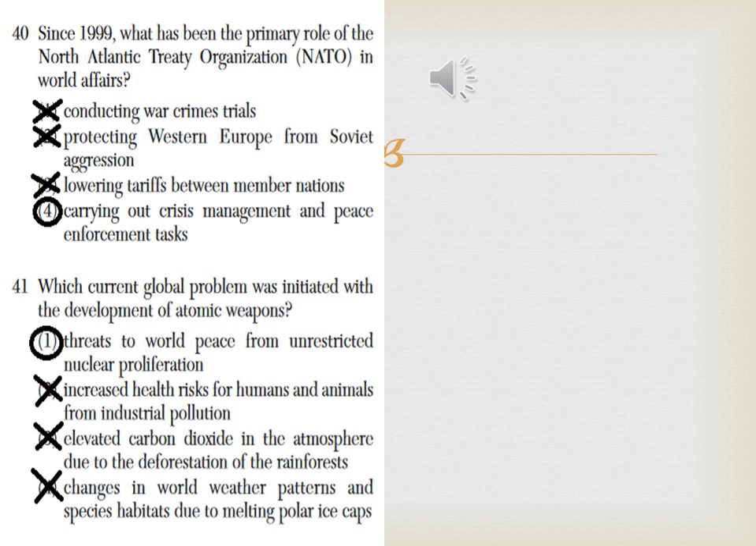Which current global problem was initiated by the development of atomic weapons, which are also known as nuclear weapons? Is it 1. Threats to world peace from unrestricted nuclear proliferation? And it's the right answer. If we're gonna have nukes all over the place, chances are sooner or later they're probably gonna get used, and we don't want that to happen. And other choices: 2. increased health risks for humans and animals from industrial pollution, 3. elevated carbon dioxide in the atmosphere due to deforestation of the rainforest, or 4. changes in world weather patterns and species habitats due to melting polar ice caps. No, it's 1. Alright guys, let's move on.